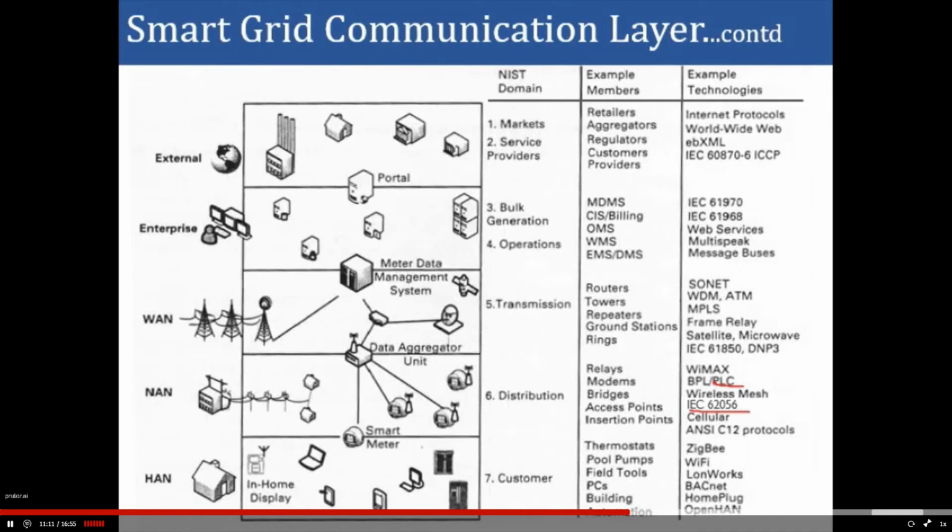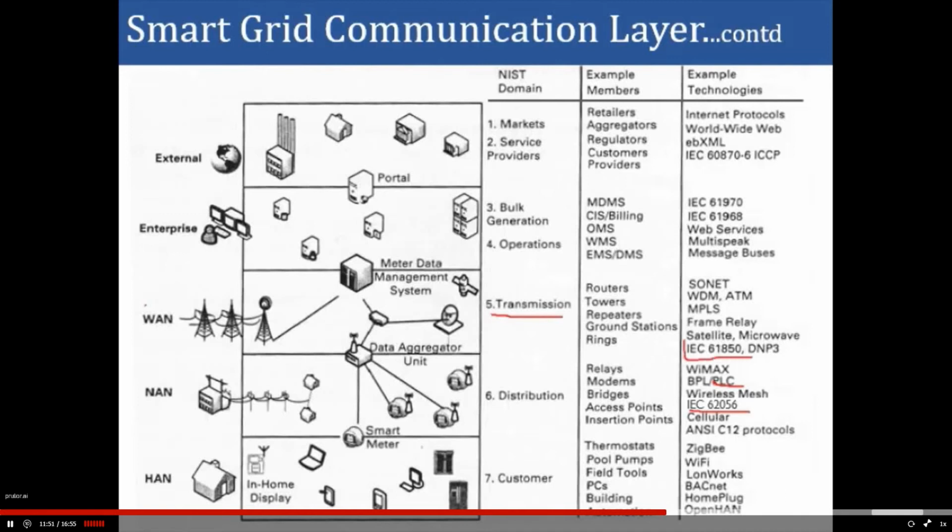So for sending data from the neighborhood area network to the control center, we utilize the wide area network. Now the wide area network mainly interacts with the transmission layer, or the data traveling over a long distance. Here the possible technologies are SONET, that is synchronous optical network, WDM, wavelength division multiplexing, ATM, that is asynchronous transfer mode, MPLS, multi-protocol label switching, frame relay, satellite or microwave, IEC 61850 and DNP3.